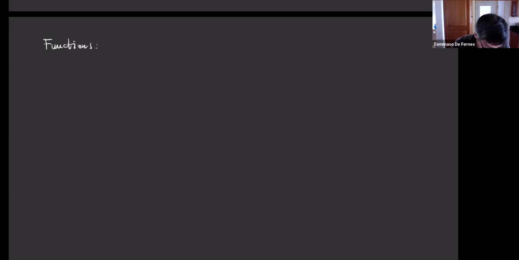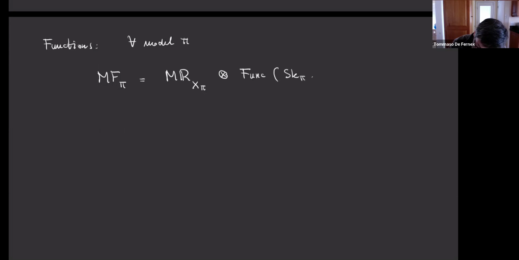So functions: for every model pi, I look at the exponent space F and pi. I want to look at this Motivic ring at the level of varieties of the model X pi, and then I tensor with the space of functions from the skeleton into R. The tensor here is over the subring generated by the characteristic functions of the strata, where every characteristic function of a stratum gets mapped on the left side to the class of the corresponding open stratum.